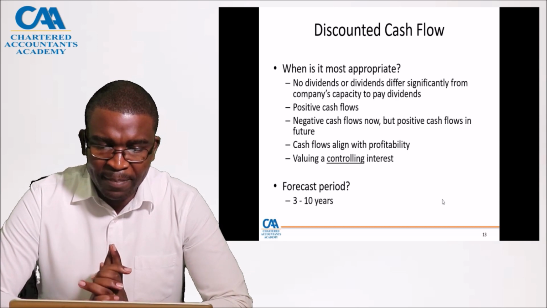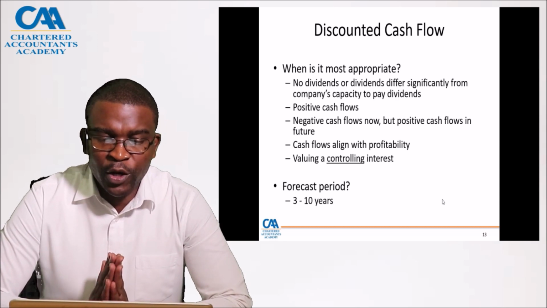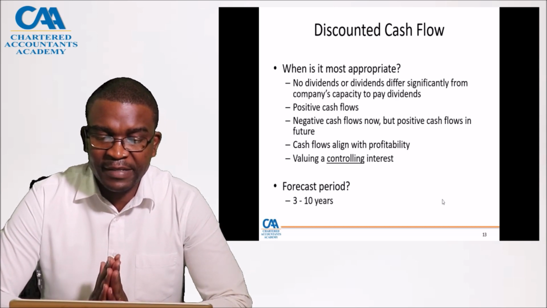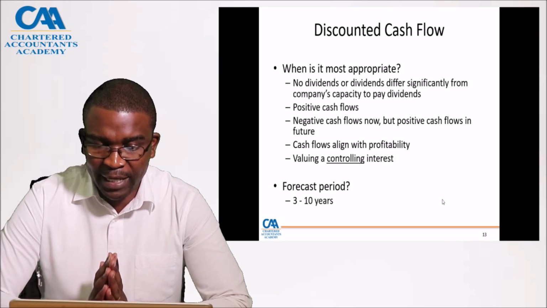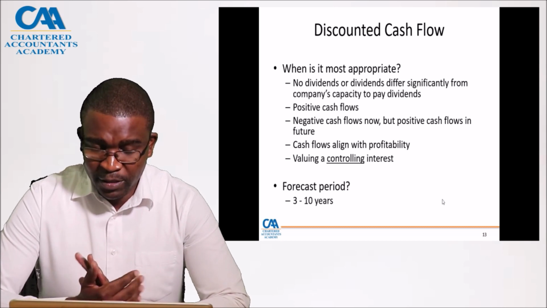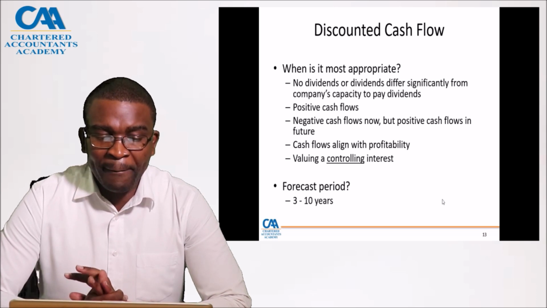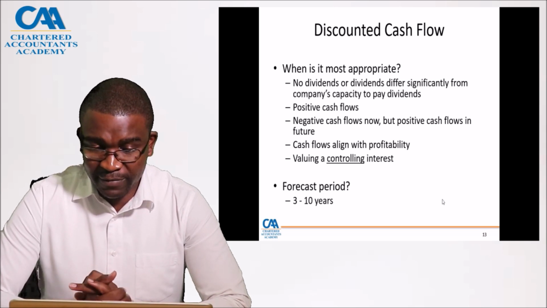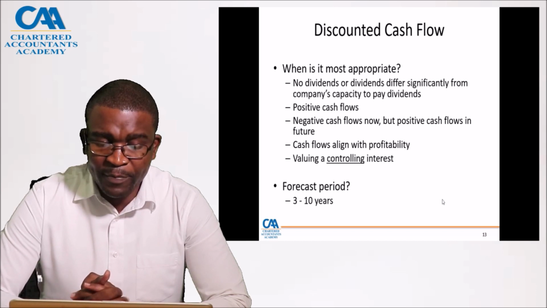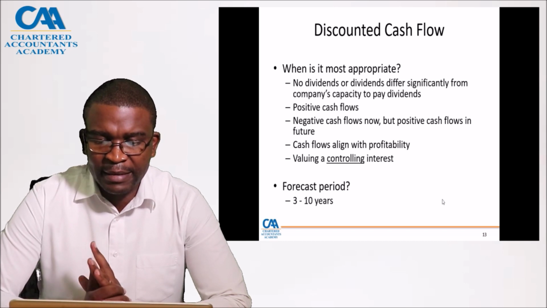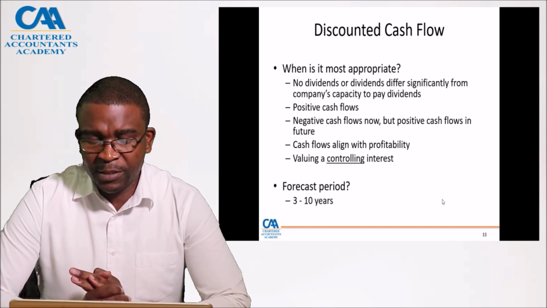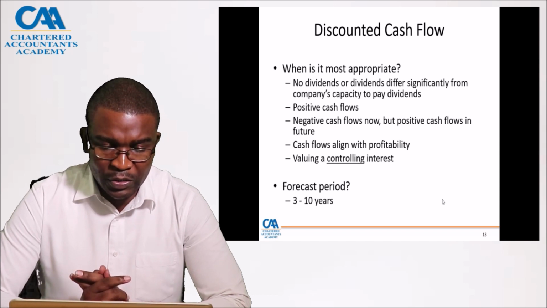Right, let's move on and look at discounted cash flow. Very straightforward. When is it most appropriate? When no dividends, or dividends differ significantly from the company's capacity to pay a dividend. So in this case, there are no dividends, or when they are, but obviously you can only use it when you've got positive cash flows. It might not be appropriate for loss-making companies. As long as you expect positive cash flows in future, you can still use it.